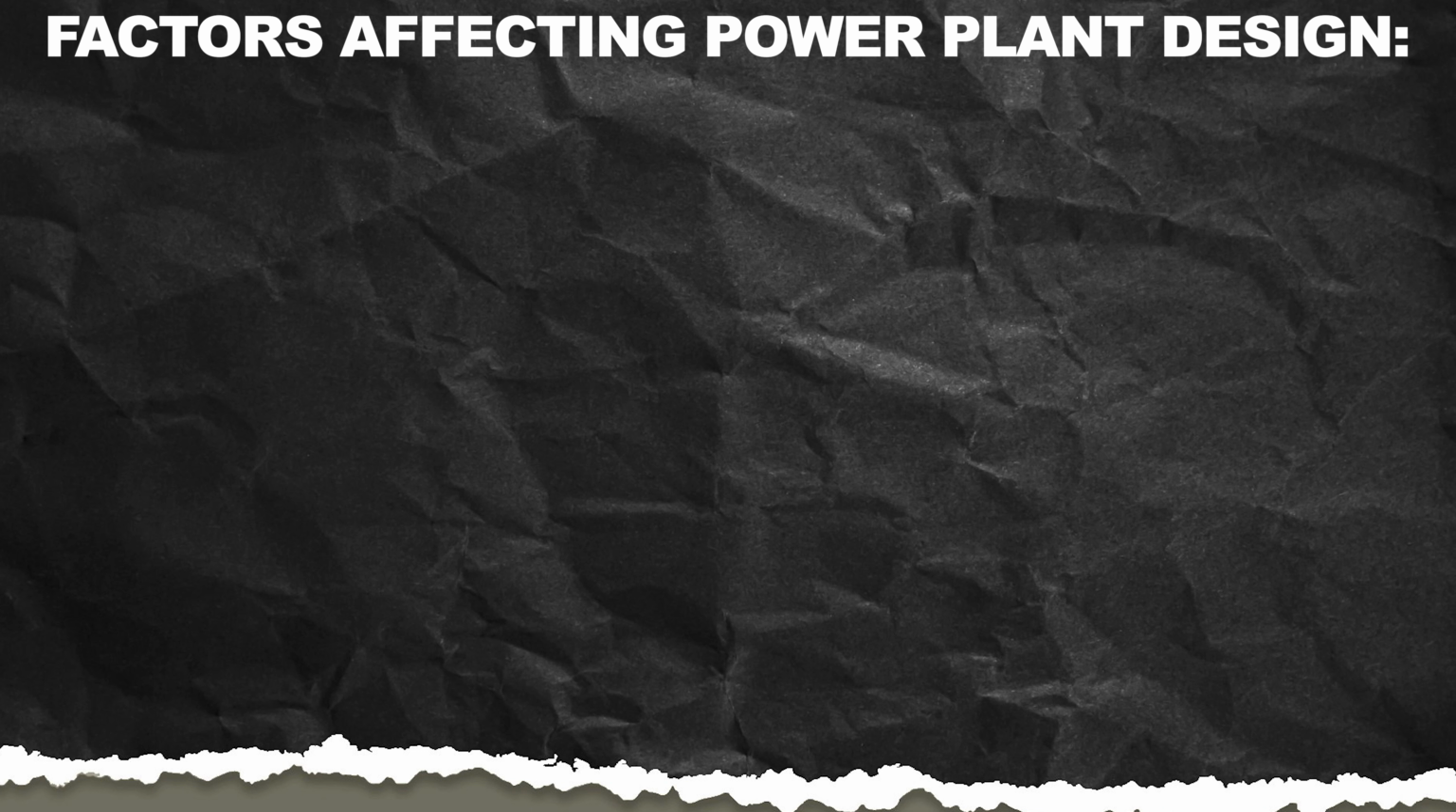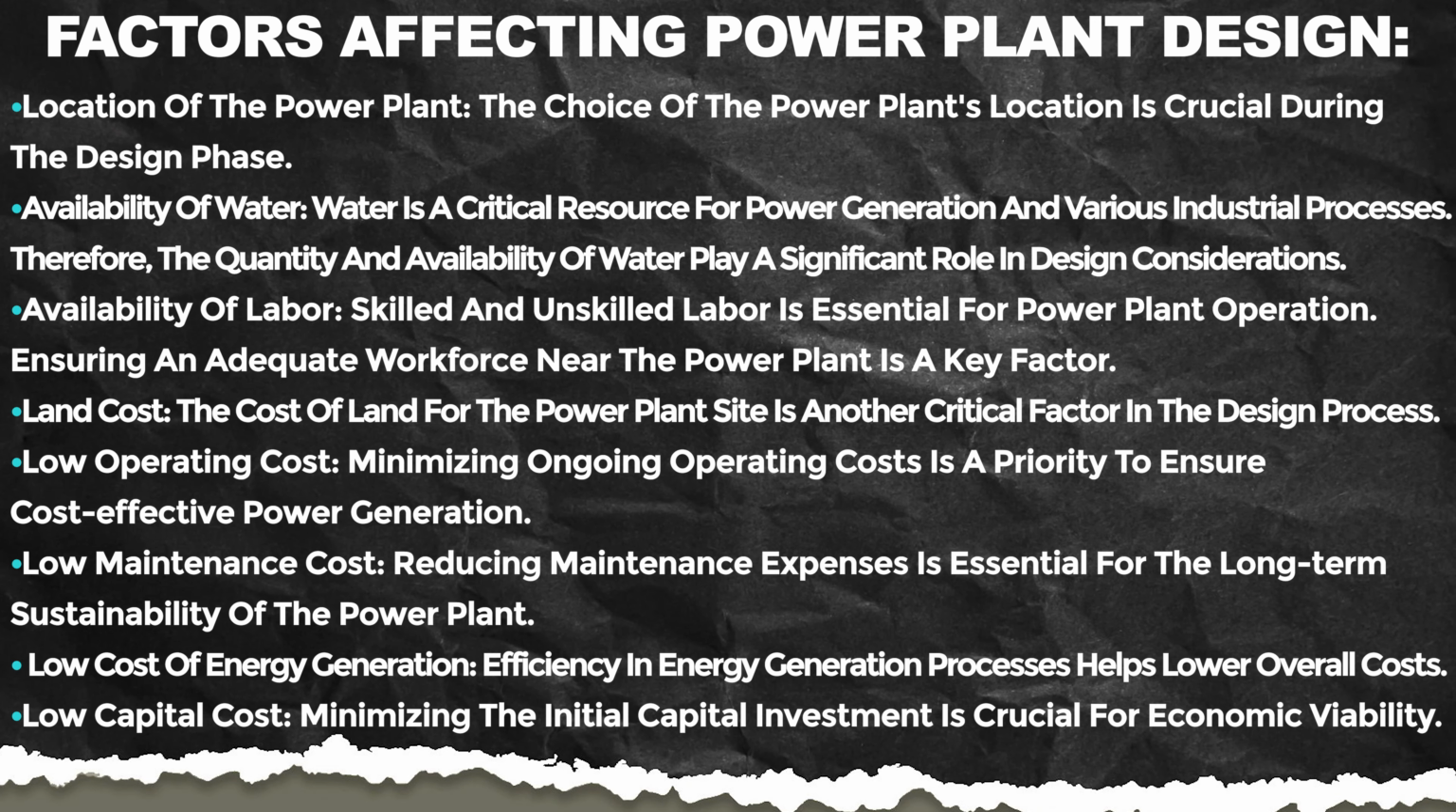Factors affecting power plant design. Let us begin by discussing the primary factors that impact power plant design. Location of the power plant. The choice of the power plant location is crucial during the design phase. In that, availability of water, that is, water is a critical resource for power generation and various industrial processes. Therefore, the quality and availability of water plays a significant role in the design consideration.